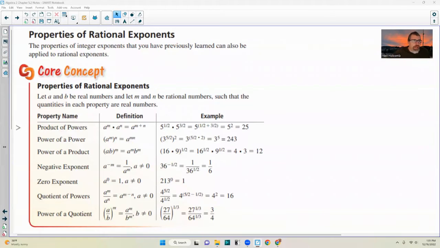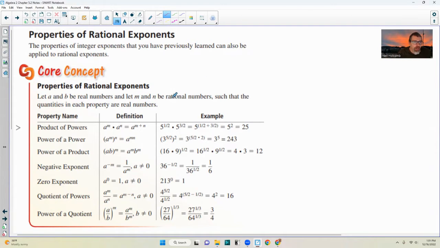Okay, properties of rational exponents. The properties of integer exponents that you have previously learned can also be applied to rational exponents. Hopefully you remember all those. Core concept, properties of rational exponents. Let a and b be real numbers, and let m and n be rational numbers.